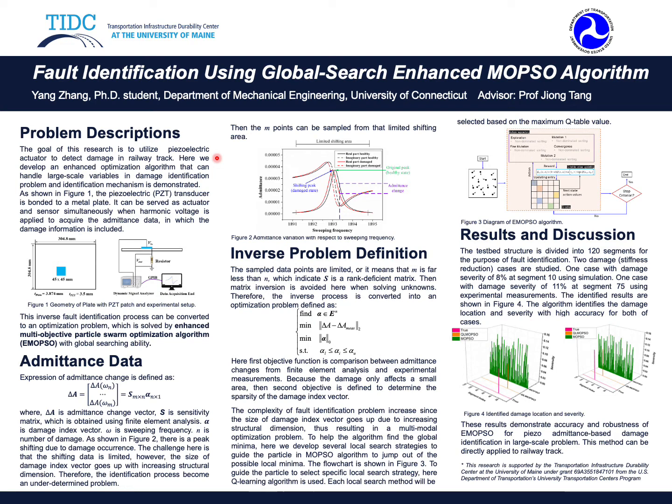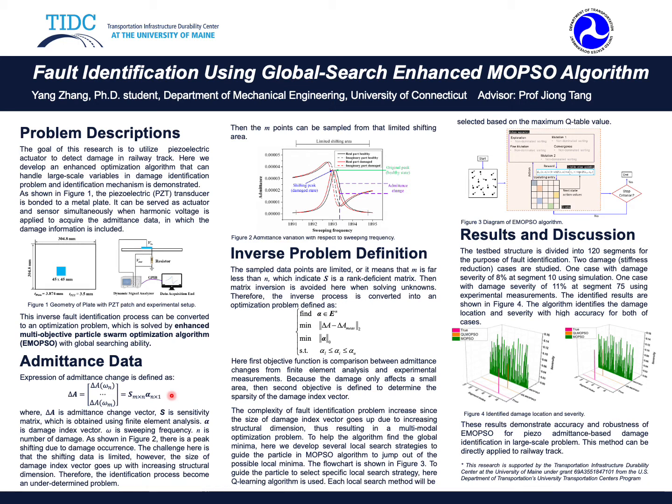Here we will show how we use the admittance change data to do the damage identification. The expression of admittance change is defined mathematically as delta A equal to S times alpha, where delta A is called admittance change vector. S is a sensitivity matrix which is obtained using the finite element analysis. Alpha is damage index vector, omega is sweeping frequency, and n is the number of damage.